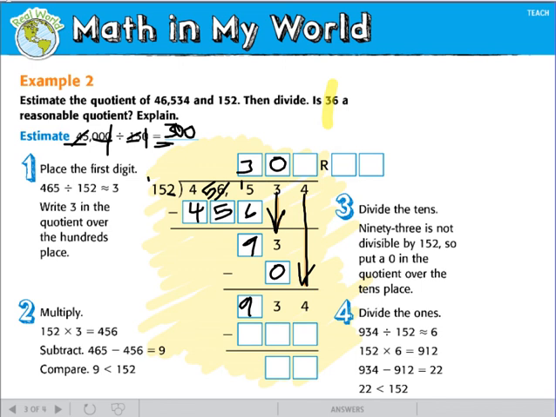Now I knew that 3 times 15 is 45. 45 is half of 90. So 6 times 15 is 90, which is going to get me close to my 93, right? So 6. 6 times 2 is 12. 6 times 5 is 30 plus 1 is 31. 6 times 1 is 6 plus 3 is 9. My remainder is 22. 22 is less than 152, so I'm okay.